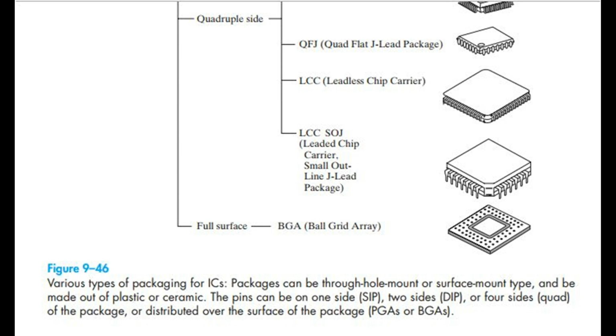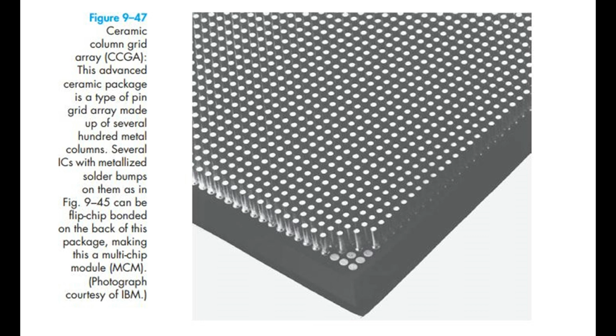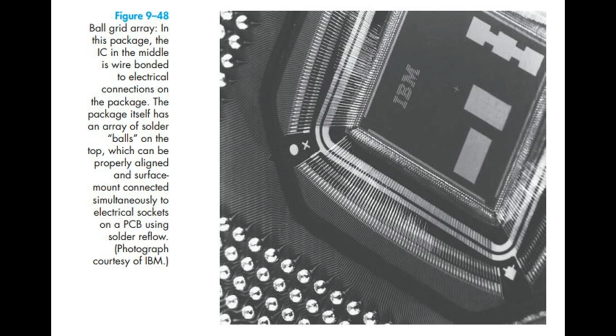Figure 9.47 Ceramic Column Grid Array, CCGA. This advanced ceramic package is a type of pin grid array made up of several hundred metal columns. Several ICs with metallized solder bumps on them as in Fig 9.45 can be flip chip bonded on the back of this package, making this a multi-chip module, MCM. Photograph courtesy of IBM.